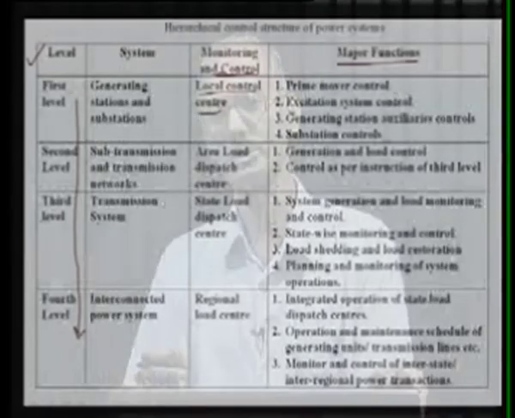For example, suppose there is some problem in the BFP, the boiler feed pump of a thermal power station. That problem is a local problem. It has nothing to do with the central dispatch center, so it must be sorted out by the local control structure itself. It must be taken care of by the local operators, and that is called your local control center.